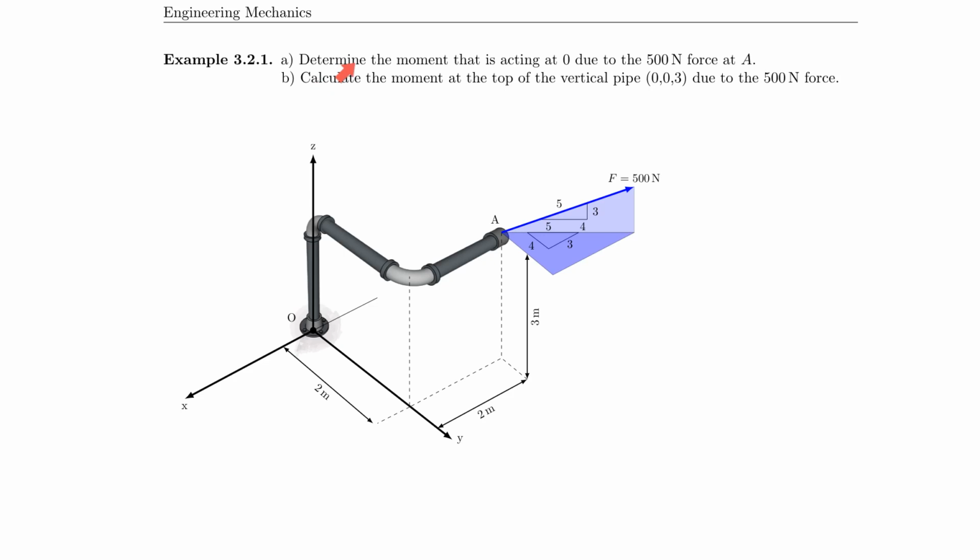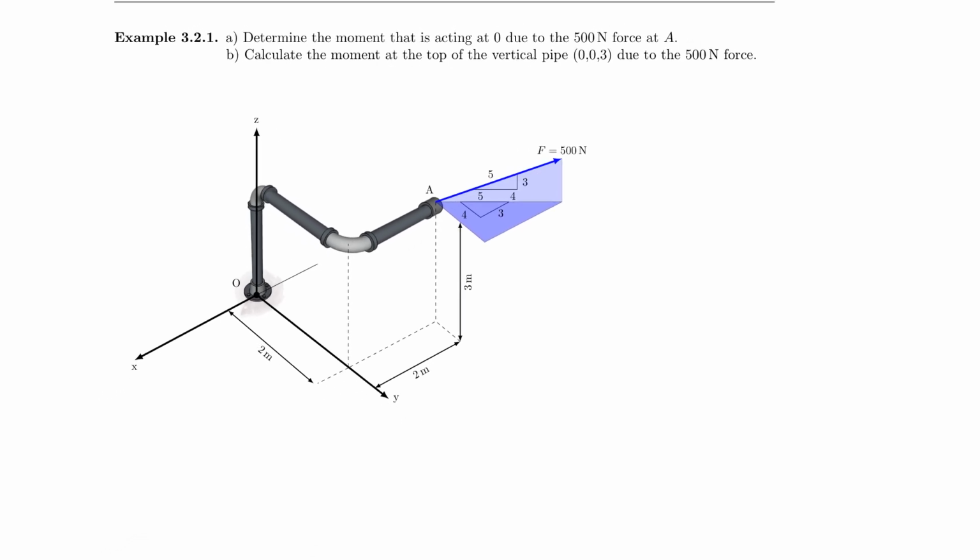We first have to determine the moment that is acting at O, so that's this point down here, due to that force. And then later on, if we want to, we can calculate the moment at the top of the vertical pipe, which means right here, point B, due to that same force. And I think we can find some interesting revelations once we compare the result from part A to part B. But let's go ahead and look at that problem first.